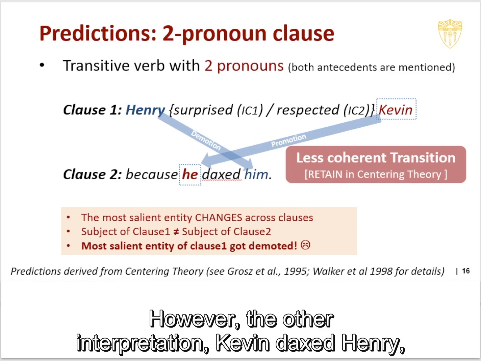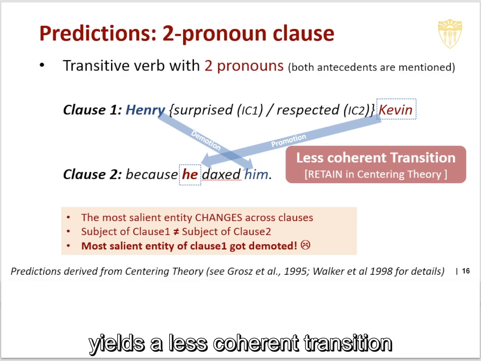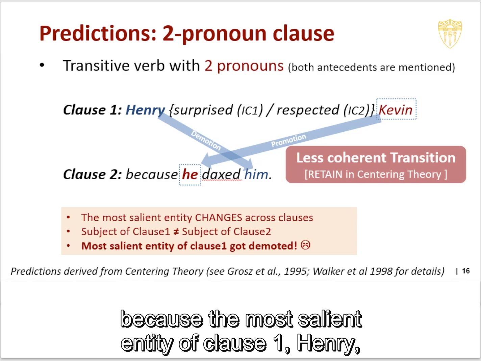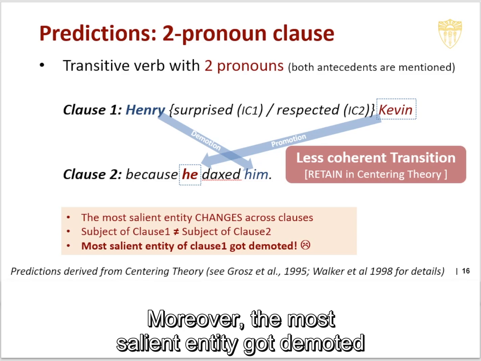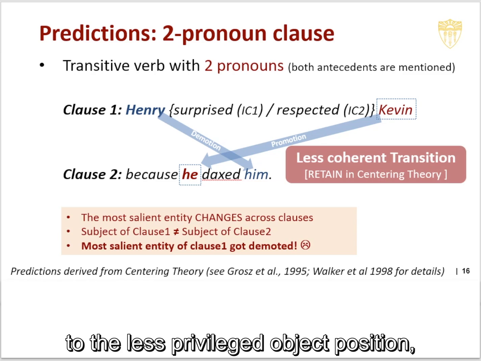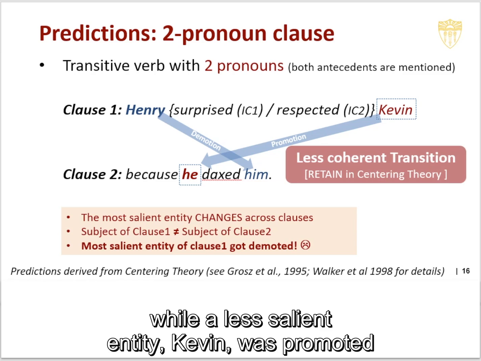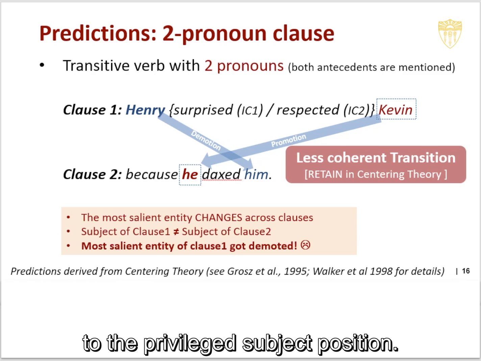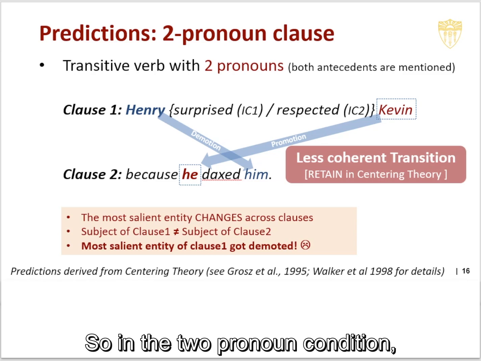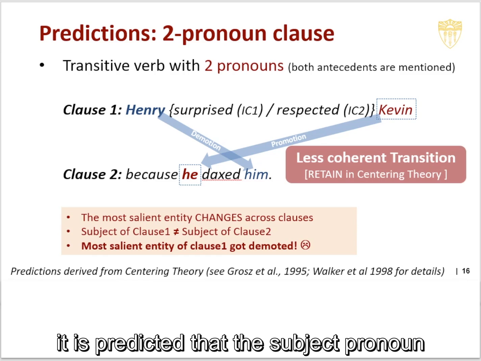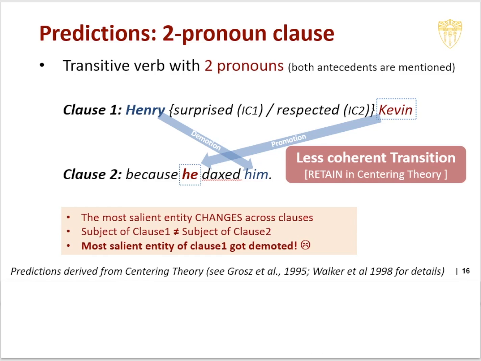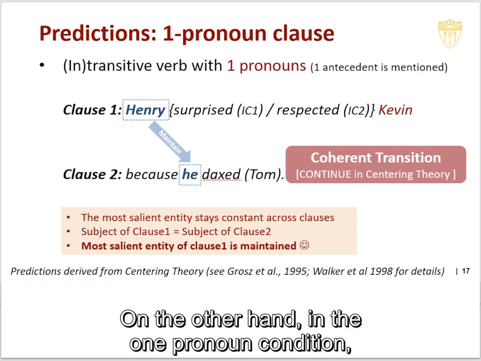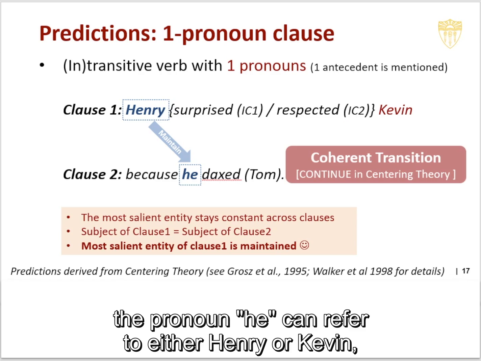However, the other interpretation, Kevin next to Henry, yields a less coherent transition because the most salient entity of clause 1, Henry, is changed in clause 2 into Kevin. Moreover, the most salient entity got demoted to the less privileged object position, while the less salient entity Kevin was promoted to the privileged subject position. So in the two pronoun condition, it is predicted that the subject pronoun will prefer the subject antecedent over the object antecedent.